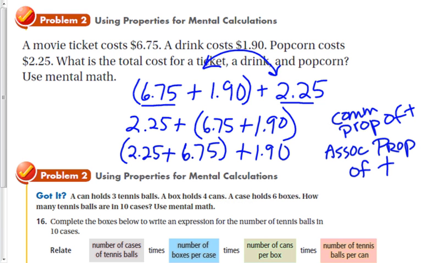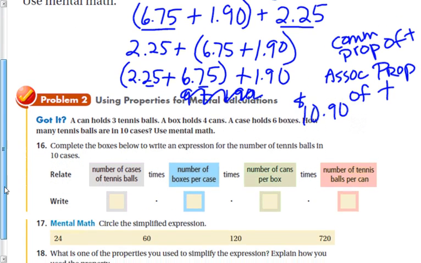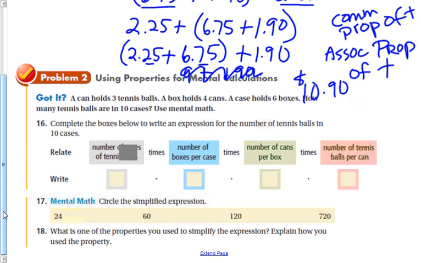2.25. I'm really going to add those two parts. That's $1 plus $2 plus $6, $9 plus $1.90, and I'll do all that in my head. That's $10.90. All right. Go ahead and try the next problem and see if you can't figure out how to use the properties to make that go a little easier.